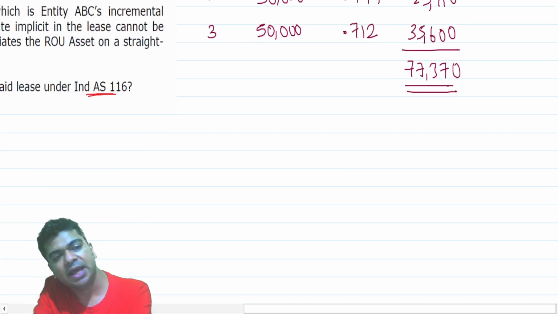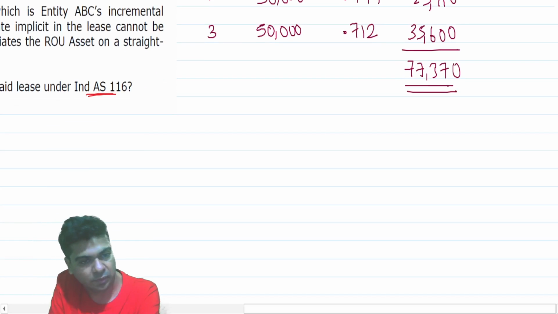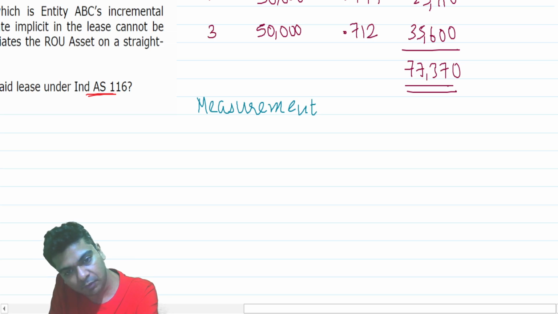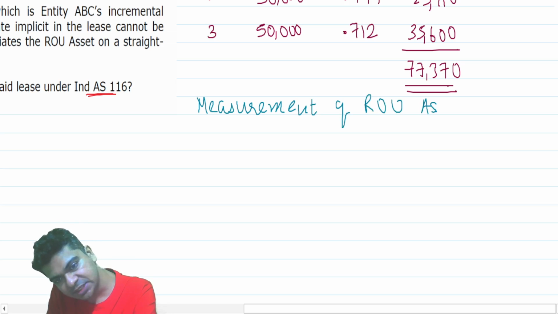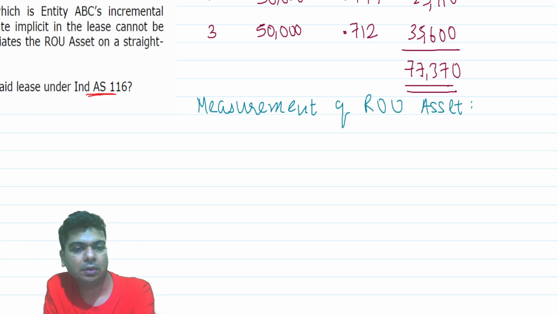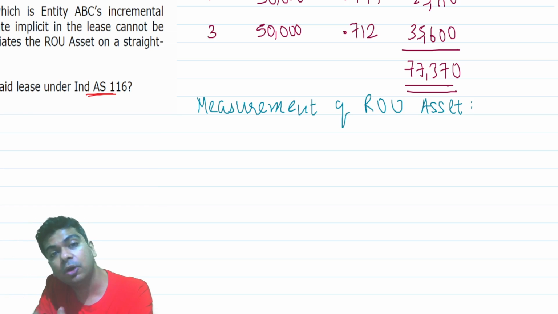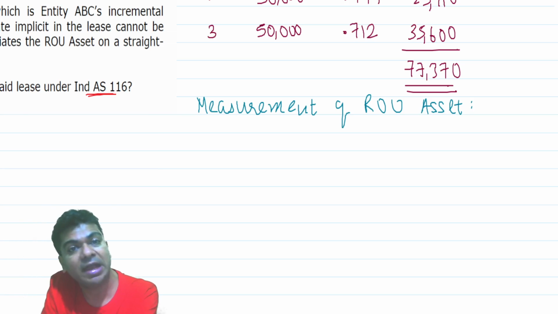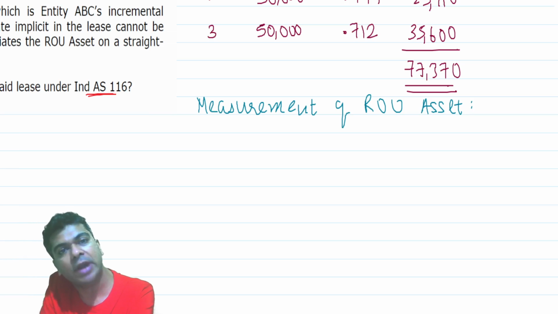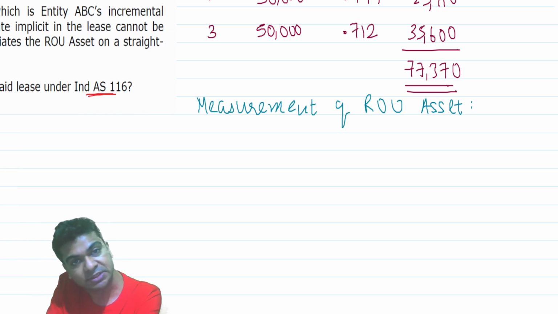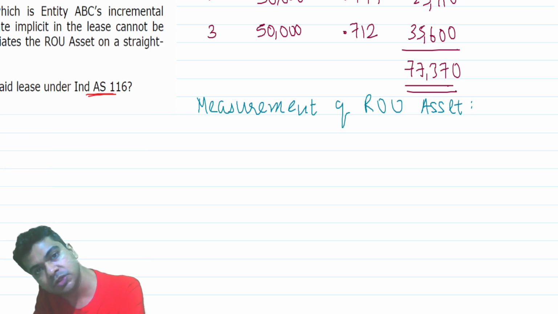Now that we have the lease liability, next is measurement of ROU asset. No other information is given. We know that the cost of the ROU asset will include the present value of the lease liability. To that, we should add any payments that we are making to the lessor. From that, we should be deducting the incentives from the lessor. To that, we should be adding the initial direct cost, and we should also be adding the initial estimate of the restoration cost.